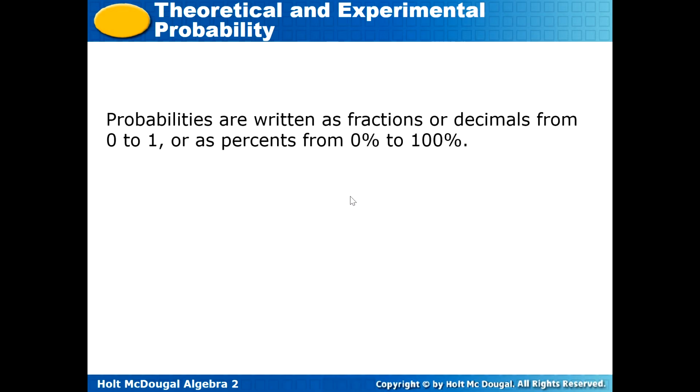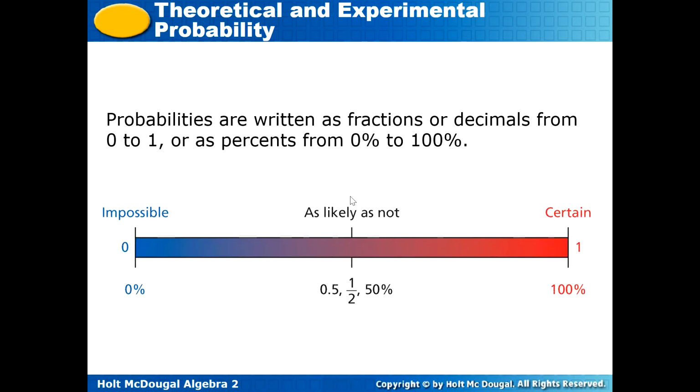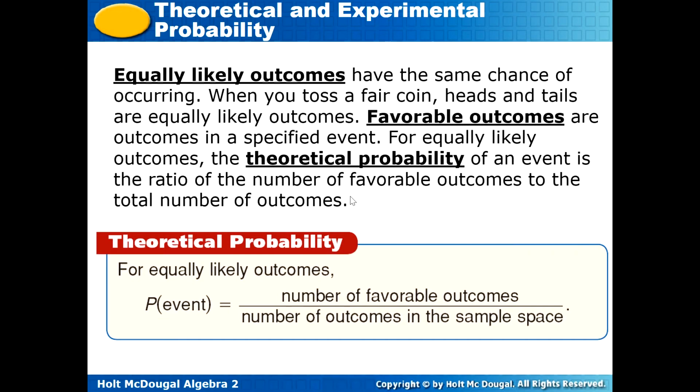Probabilities are written as fractions or decimals from 0 to 1, or percents from 0% to 100%. The closer you are to 100%, the more likely that probability is to occur. Closer to 0, impossible. So here is exactly the theoretical probability formula that I've been talking about over and over again. Equally likely outcomes have the same chance of occurring. When you toss a fair coin, heads and tails are equally likely outcomes. Favorable outcomes are outcomes in a specified event. For equally likely outcomes, the theoretical probability of an event is the ratio of the number of favorable outcomes to the total number of outcomes.